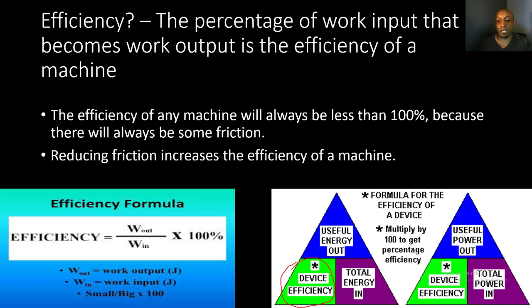Say we want to solve for our useful power output. To do that, we take our device efficiency and multiply it by our total power in, which is our work input. And if we want to solve for our total power in, or our work input, then we take our useful power output, or our work output, and divide it by our device efficiency, and that would give us our total work in.